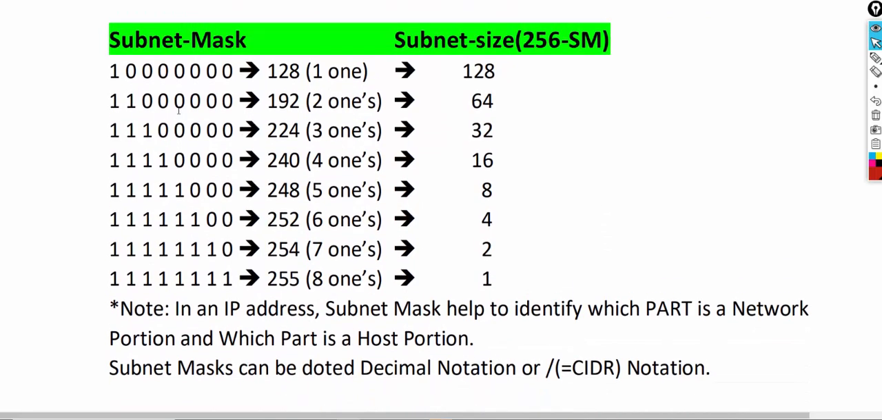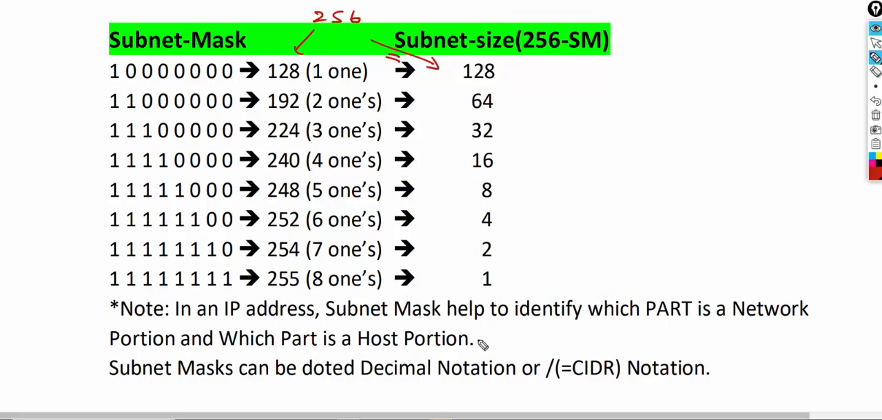If it is 1 one, that is 128, 2 ones is 192, 3 ones 224, 4 ones, 5 ones, 6 ones, 7 ones. They are all subnet masks, and these are the subnet sizes. Okay, so the formula is subnet size is 256 minus subnet mask. So when you do 256 minus this number, 256 minus this number, you get this number. Okay, subnet size.